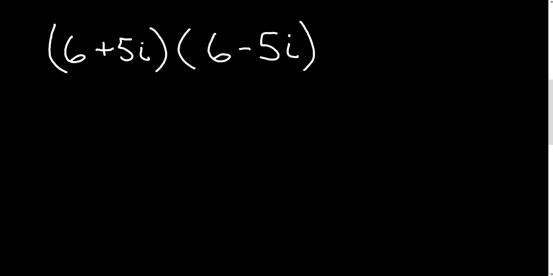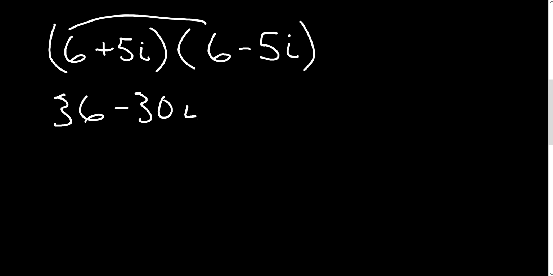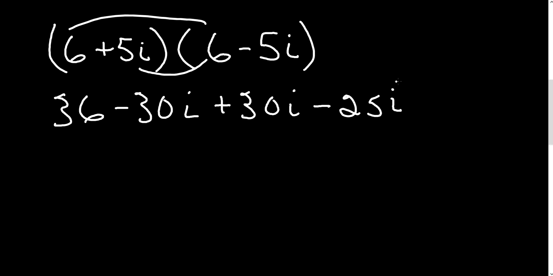Here we go, another one. We can just FOIL this, but I also notice that these are the product of the same two terms. I could do the shortcut way of doing this, but let's just FOIL it. 6 times 6 is 36. Outside is negative 30i. Inside is positive 30i. And last is going to be negative 25i squared.